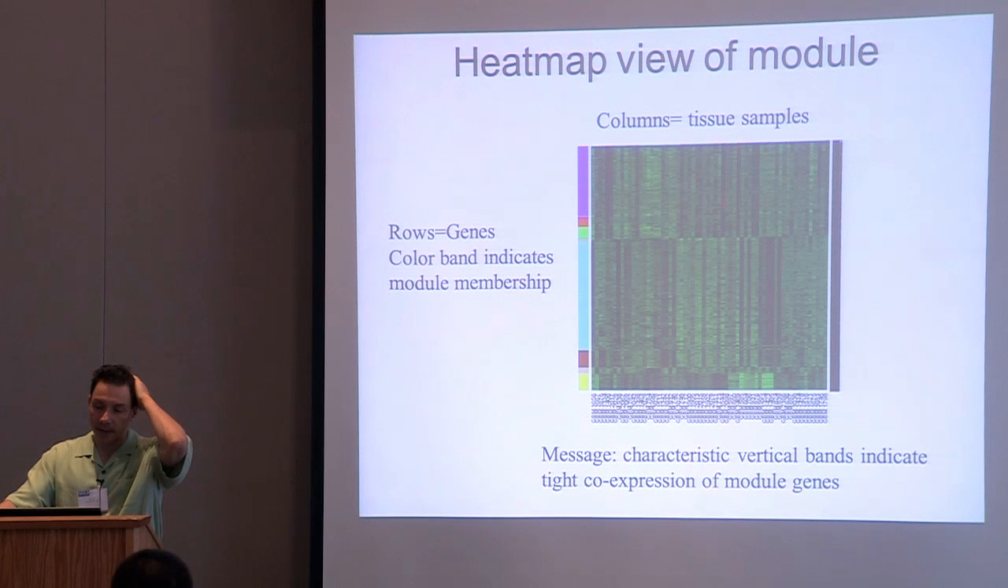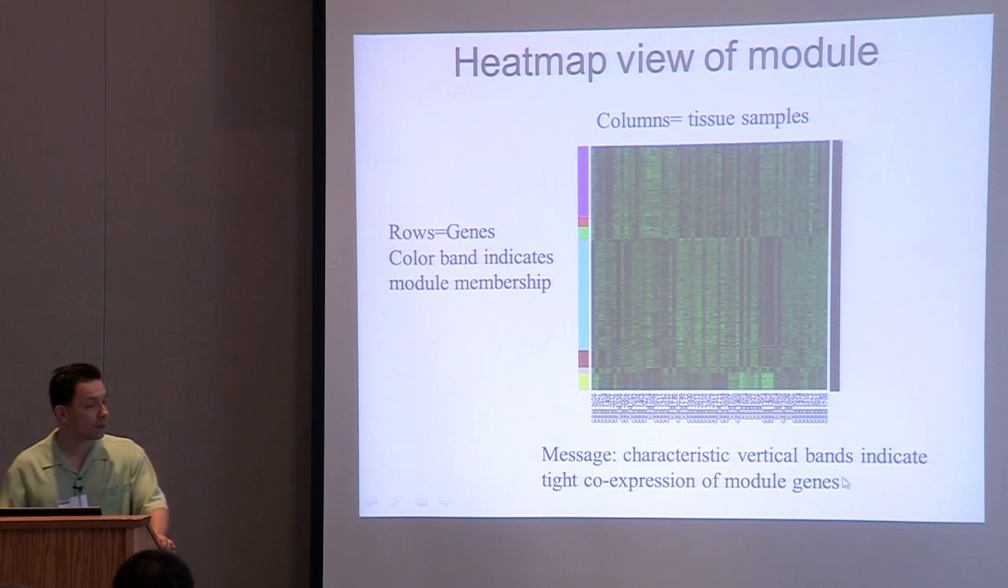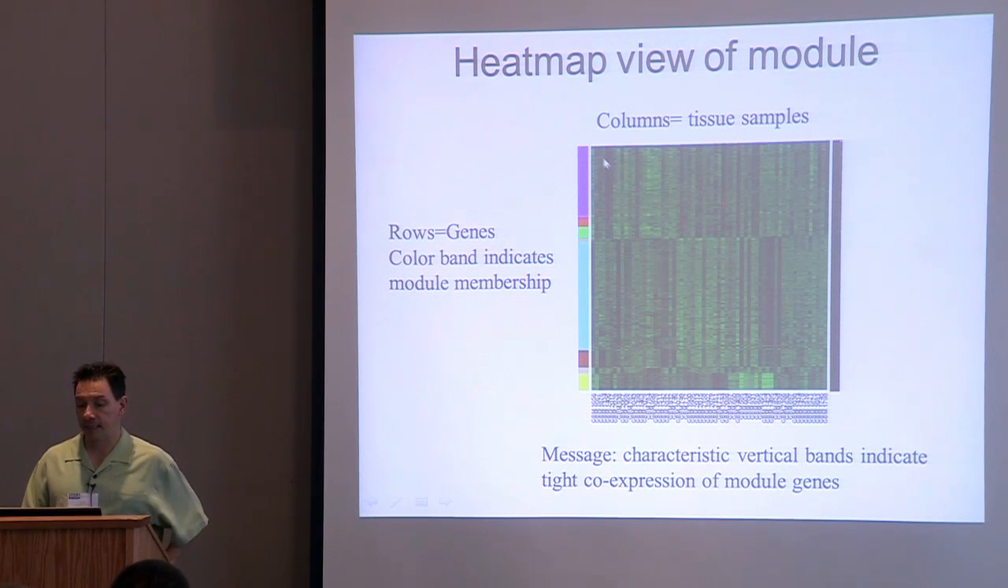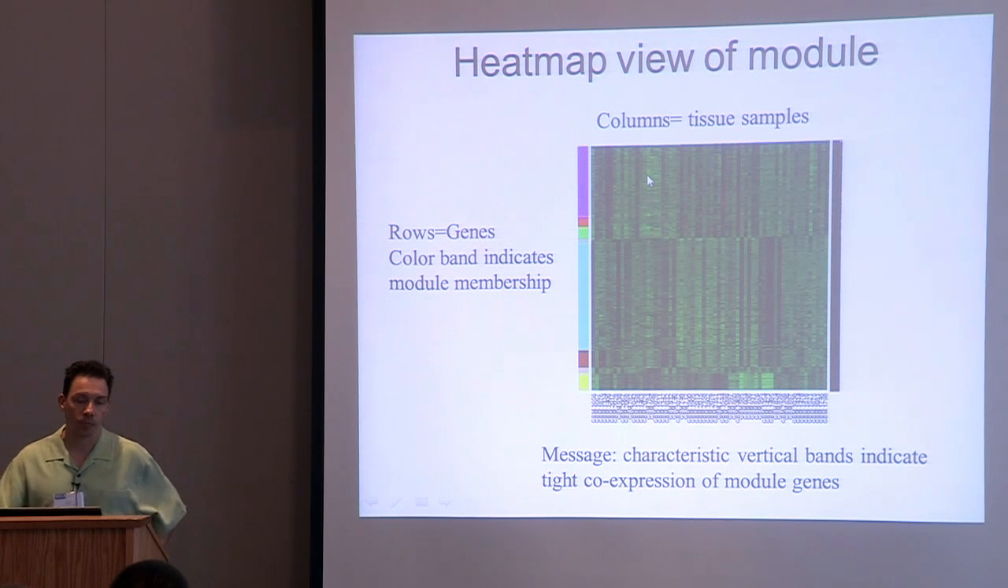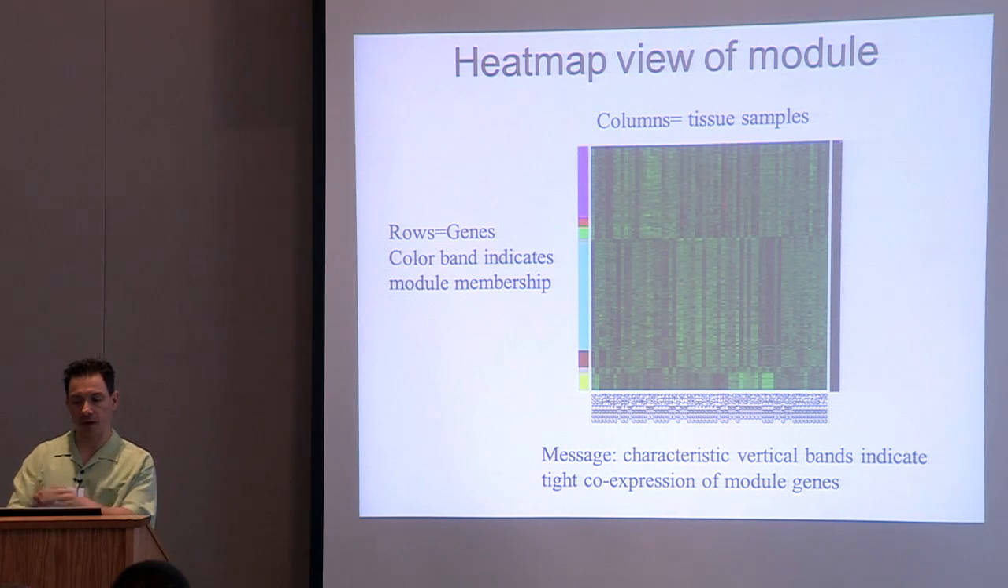There's also another view of a co-expression module, which is the heat map view. So what is that? Here, the rows correspond to different genes. For example, blue indicates all the genes in the blue module. And the columns correspond to different subjects, for example, different brain cancer subjects. And what we see are these vertical bands, black and red, and of course, green bands. Red and black indicate high values, and green indicates low values.